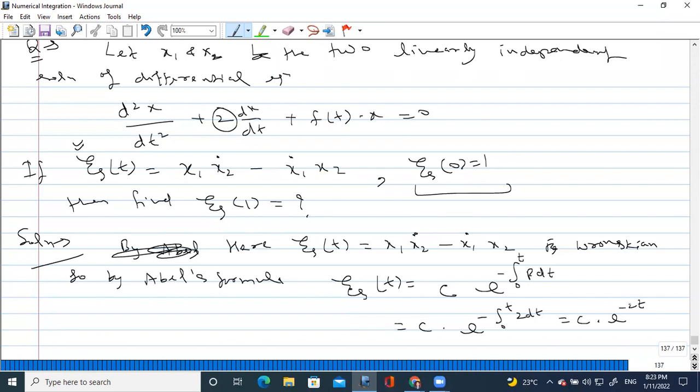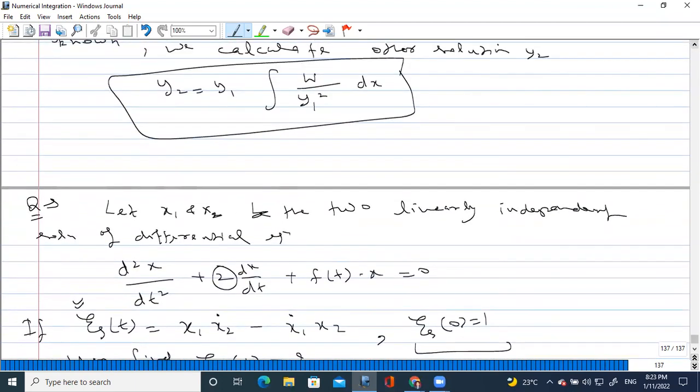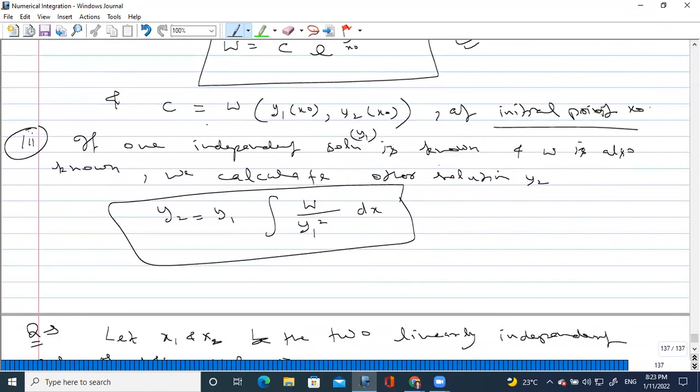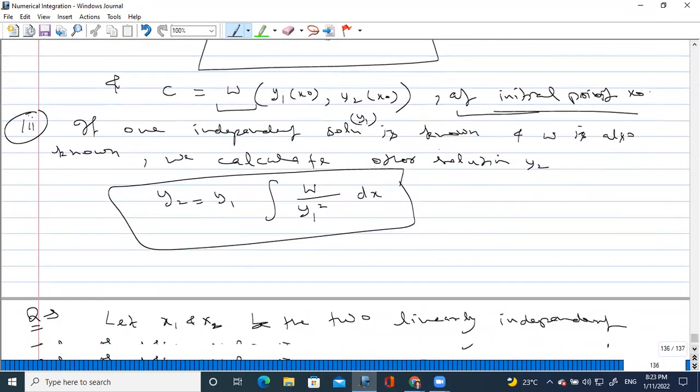Simple. Now find the value of c at t equal to 0. xi(0) is equal to 1, and that is the value of c, because c is the value of the Wronskian at the initial point. I told you in the definition that c is the value of the Wronskian at the initial point. So that is the same thing.